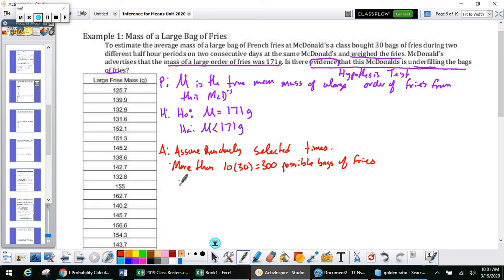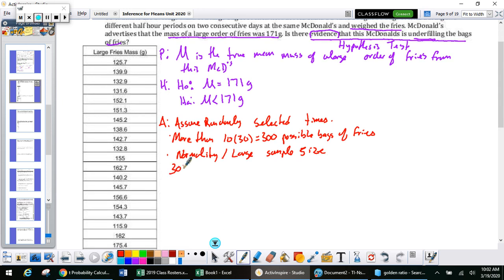Okay, condition number 3. This is our normality / large sample size. And what do we notice? What was the sample size? 30. So does that count as a large sample size? You got it. So 30 is greater than or equal to 30, so we can use the t-distribution. And again, this comes back to our central limit theorem kicking in. So the sampling distribution would be approximately normal. Okay, so my conditions are met.